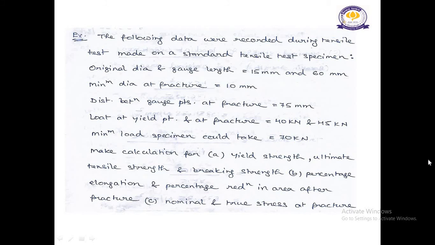Load at yield point and at fracture are equal to 40 kN and 45 kN. Minimum load the specimen could take is equal to 70 kN. Make calculations for number A, yield strength, ultimate tensile strength and breaking strength. Number B, percentage elongation and percentage reduction in area after fracture, and number C, nominal and true stress at fracture.